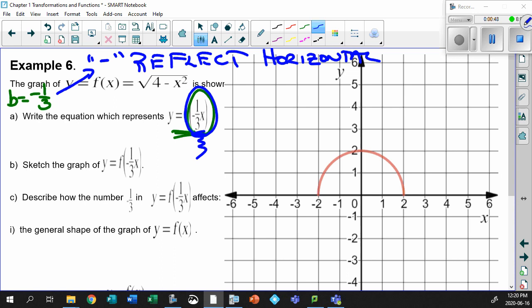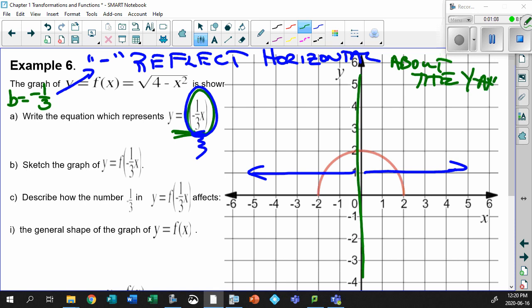And I got a question. If we're going to reflect horizontally, that means we're going to flip this. Which way is horizontal? Horizontal is that way. So what axis am I flipping about? I'm flipping about the y. So I'm going to put down about the y. Beautiful. Okay. Now what else is happening?